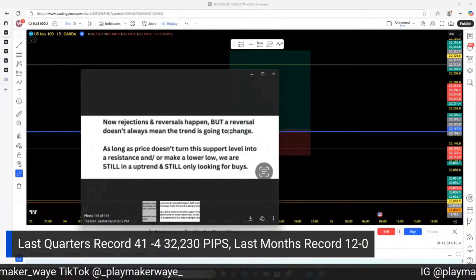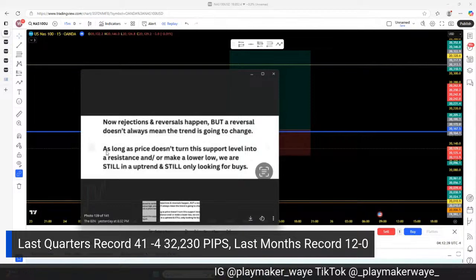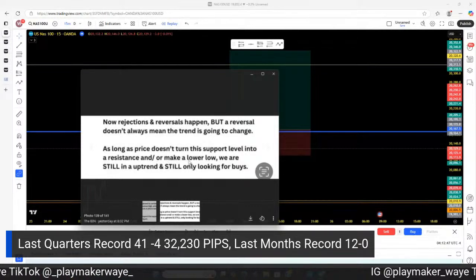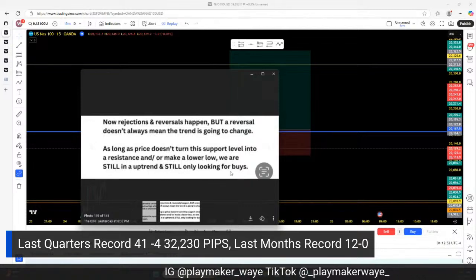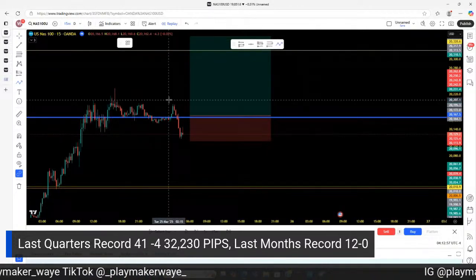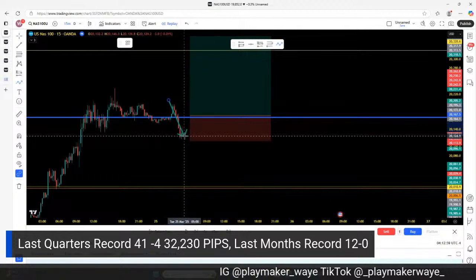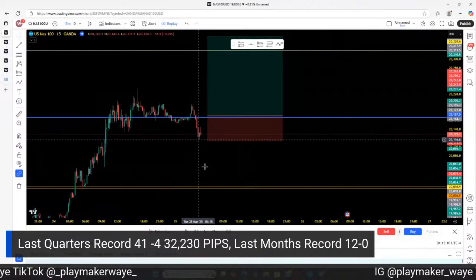Rejections and reversals happen, but a reversal doesn't always mean the trend is going to change. As long as price doesn't turn the support level into what? A resistance. I'm pointing at my computer like you can see my finger dragging, so I'll just use the mouse. And or make a lower low, we are still in an uptrend and still only looking for buys. So we saw this rejection, but we have not seen price hold and turn this level into resistance or make a new lower low and break these levels below us, right? So due to that, we are still in an uptrend.